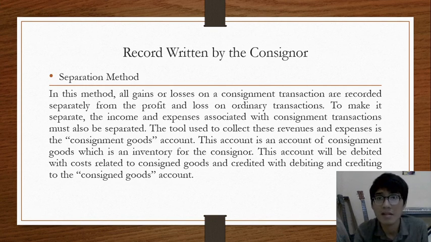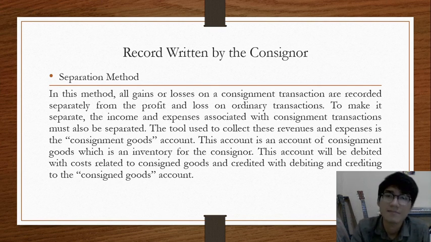Recording written by the consignor. With the separation method, all gains or losses on a consignment transaction are recorded separately from the profit and loss on ordinary transactions. To make it separate, the income and expenses associated with consignment transactions must also be separated. The tool used to collect these revenues and expenses is the consignment goods account.